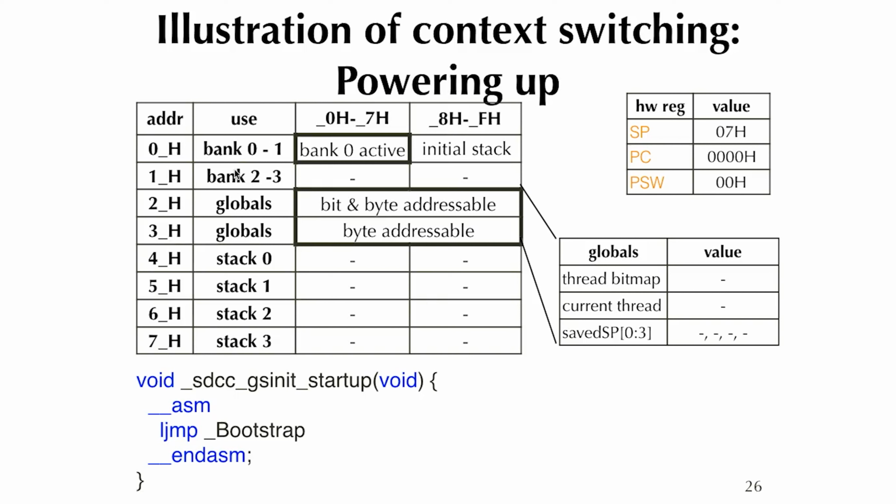So here we have the memory laid out this way: 0 to F, 10 to 1F, 20 to 2F, 30 to 3F. So the whole table represents the entire 128 bytes of memory. And in register banks, bank 0 is 0 to 7, and then the initial stack was 8 to F, or from 8 on, really it could go on forever. And globals, we're using 20 to 3F, these 32 bytes here.